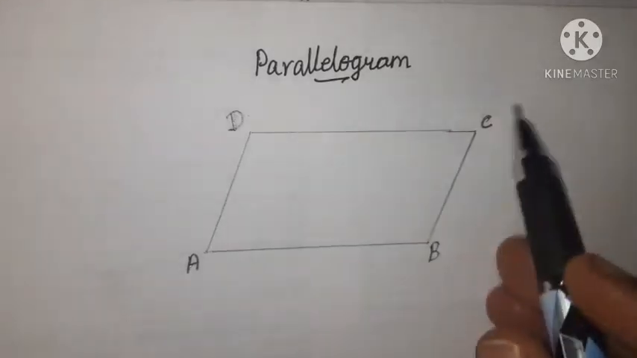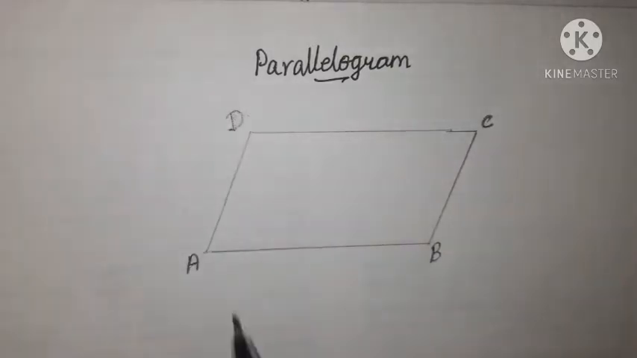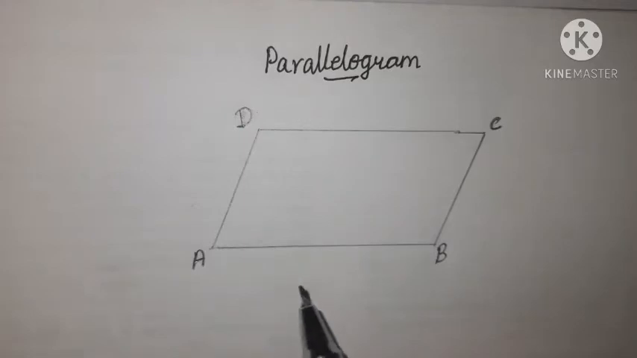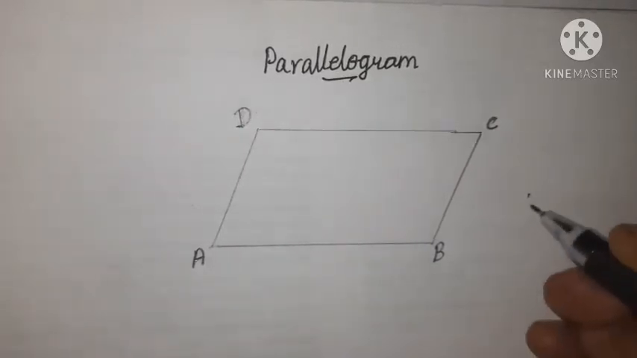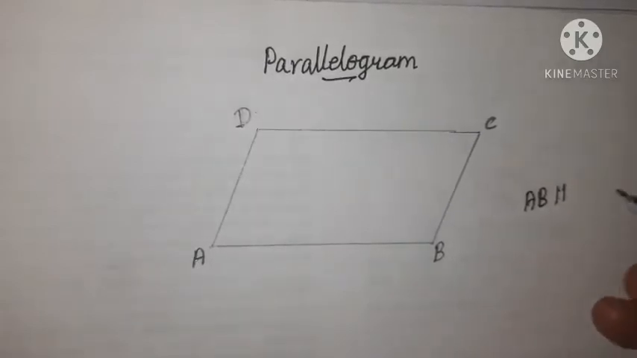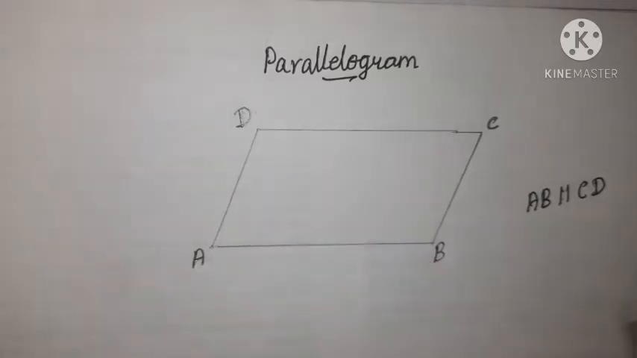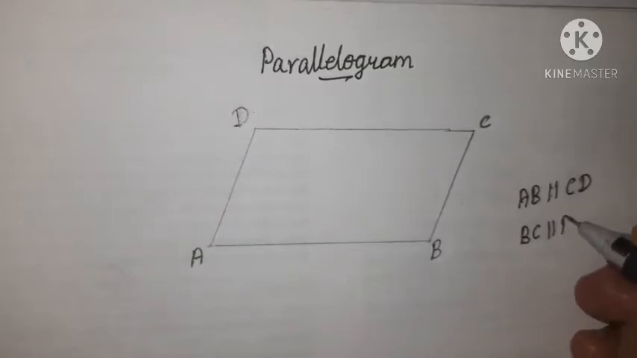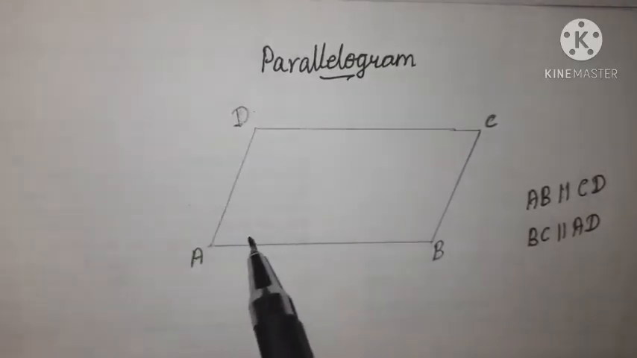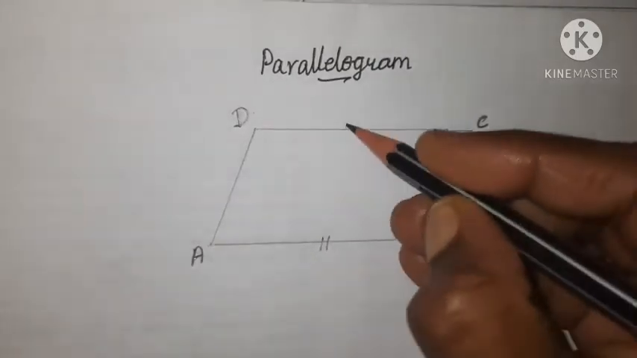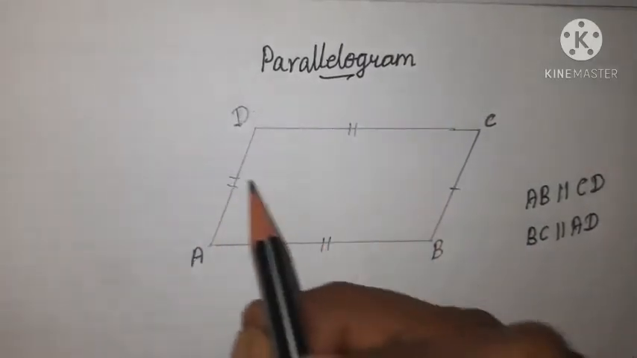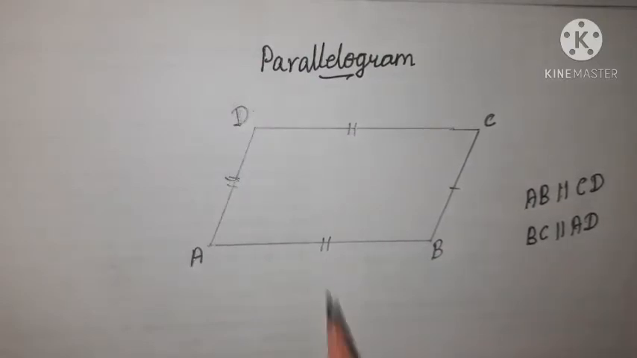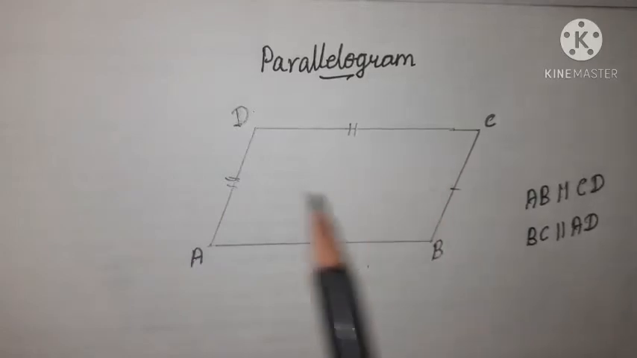Next we study parallelogram. ABCD is a parallelogram. Opposite sides are parallel. AB is parallel to CD, and BC is parallel to AD. And they are equal in measurement. These two opposite sides are equal. So the new shape formed is called a parallelogram. Opposite sides are parallel.